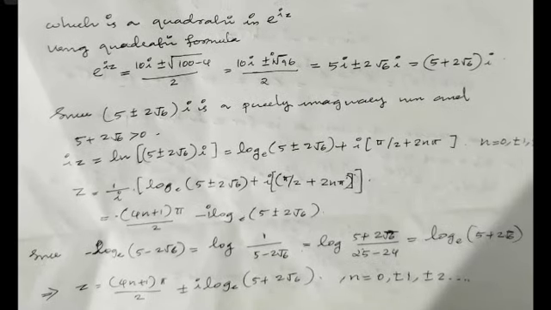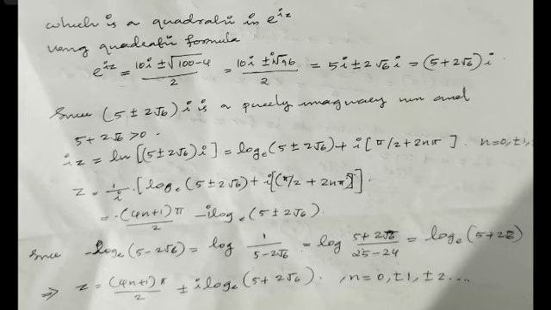Since the part of log, that is minus log of 5 minus 2 root 6, is equal to log of 1 by 5 minus 2 root 6, which is equal to log of 5 plus 2 root 6 by 25 minus 24. Here we multiply both the denominator and numerator by the conjugate of 5 minus 2 root 6, that is 5 plus 2 root 6, which gives log of 5 plus 2 root 6 by 25 minus 24, which is equal to log of 5 plus 2 root 6.